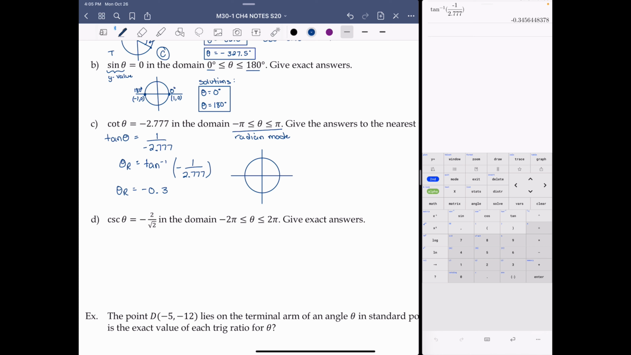Cotan is negative using the CAST rule, C-A-S-T. Where is tan negative? Because that would be the same place that cotan is negative. Tan is negative in quadrant 4 and in quadrant 2. So that's where our angles are going to be. We have a reference angle of 0.3 in there. It's negative 0.3, but we can just think of it as 0.3.